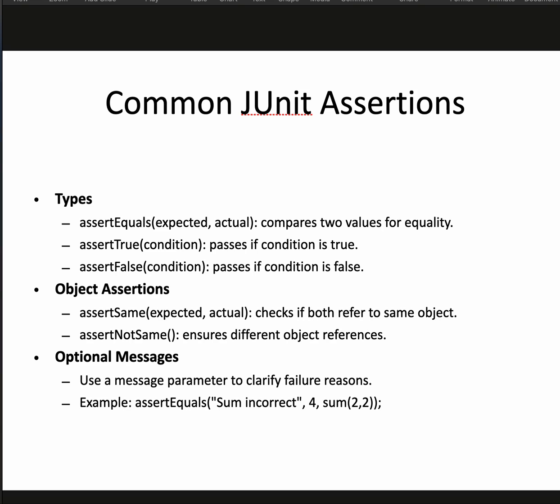Object assertions, such as assertSame(object1, object2). These check object identity, meaning whether two references point to the same object or different ones. Each of these assertions helps us test different conditions, and we'll often use a combination of them in a real-world setting.